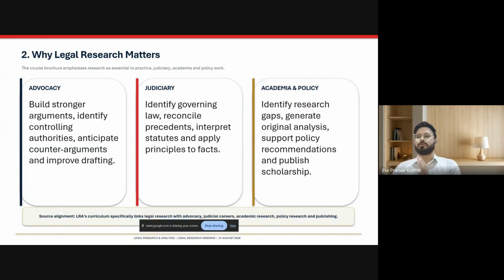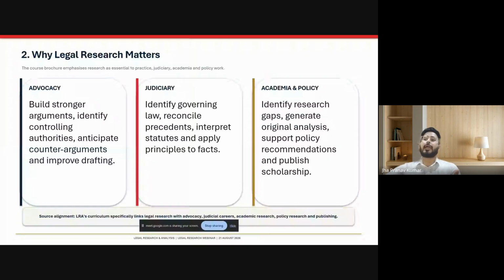Number two, for the judiciary, I personally feel that judges need legal research to identify the governing law, reconcile judicial precedents, interpret statutes and apply the principles to the facts. While I was doing an internship under a judge of the High Court, he himself was doing thorough legal research because he said that he cannot be dependent upon the research of the advocates who are going to plead. He has to do his own homework. So it's something we cannot deny.